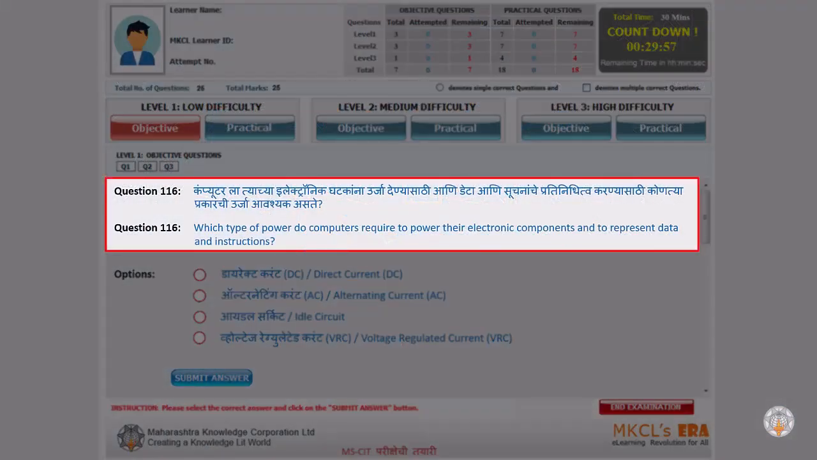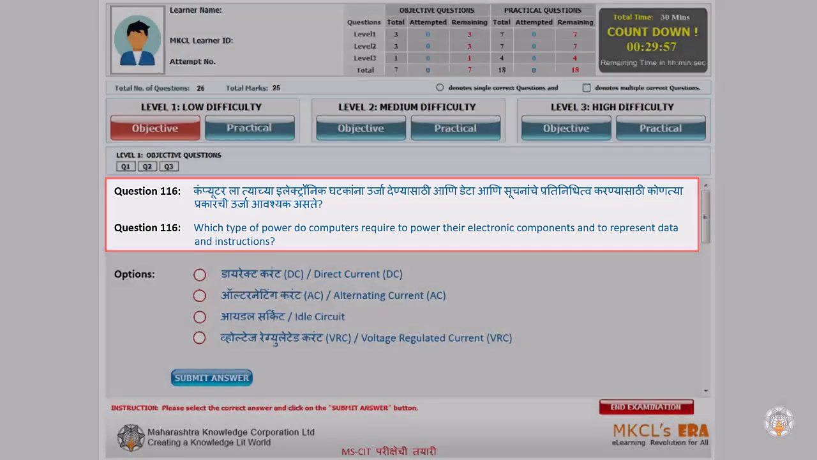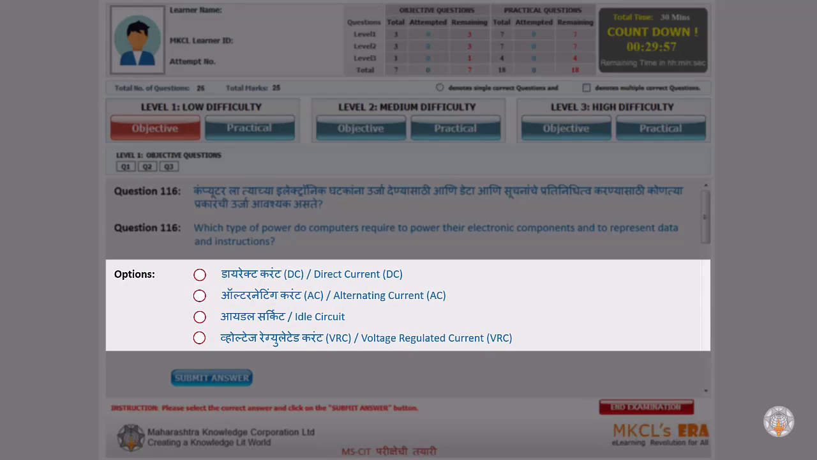The question is, which type of power do computers require to power their electronic components and to represent data and instructions? And the options are direct current DC, alternating current AC, idle circuit, voltage regulated current VRC. Friends, now let's explore each option and find out the correct answer.